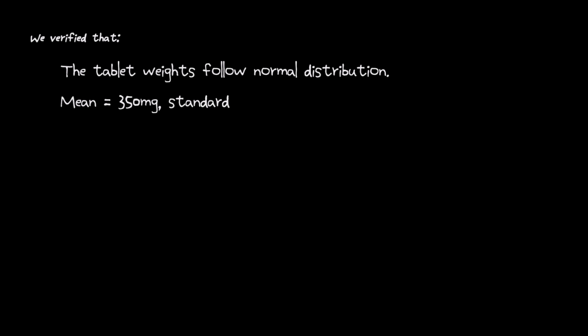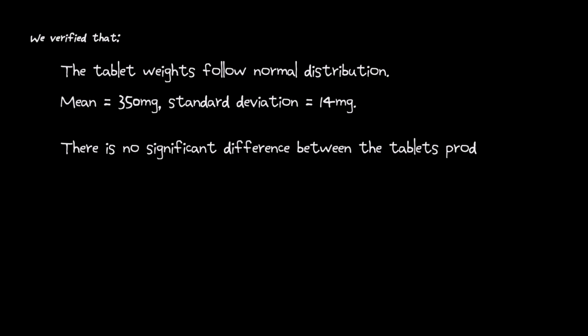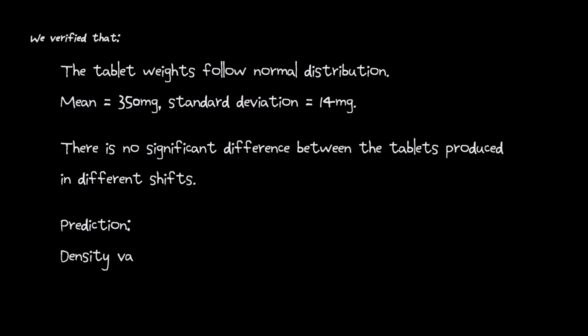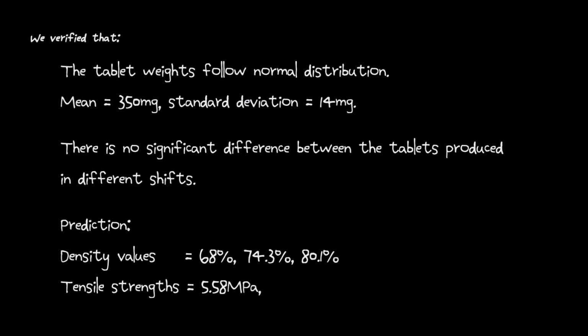Alright, now let's do a quick recap. After monitoring the production, we verified that the weights of the Lajak Kuruih tablet do follow the normal distribution with a mean of 350 mg and standard deviation of 14 mg. On the other hand, there is no significant difference between the tablets produced during the 3 different shifts. Then, when the relative density values of the tablets are 68%, 74.3% and 80.1%, their predicted tensile strengths are 5.58 megapascals, 6.07 megapascals and 6.53 megapascals respectively.